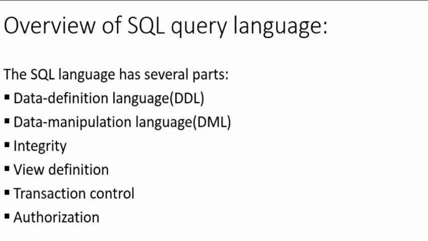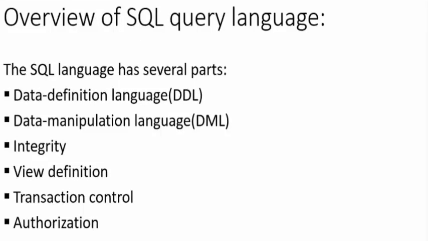Then there is data manipulation language given by SQL. This is a language that has the ability to manipulate the information in the database. It has the ability to query data and insert tuples, delete tuples, or modify tuples in the database. Then integrity is another part of SQL. Integrity includes several commands to impose integrity constraints on the data in the database. These integrity constraints are also given by DDL, and the updates that violate integrity are not allowed.